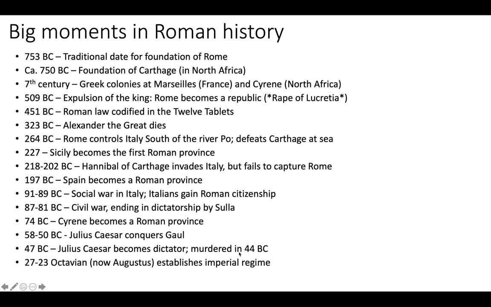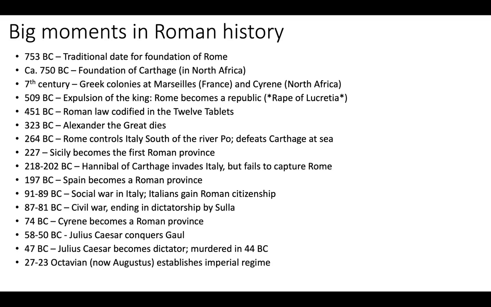In the aftermath of the assassination of Julius Caesar, there's a lot more instability. Notice that there's 44 to 27, that's 17 years. So 17 years of more political and military instability, social war, civil war. Eventually, stability is attained through Octavian, who is the nephew of Julius Caesar.